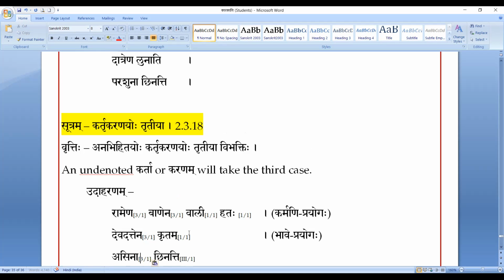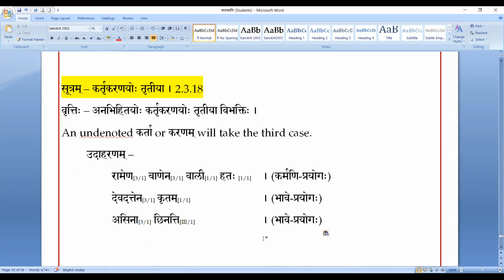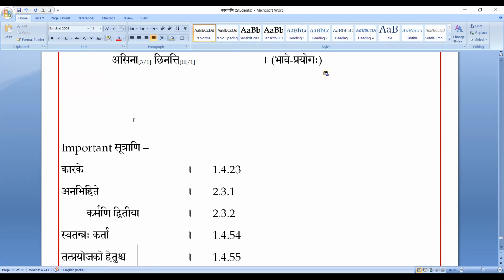Saha Katam Asina. So Asina is a tool by which he cuts. So Asina is Anabhigita Karana, and here also it is Bhave Prayoga because karma is not mentioned. What did he cut? It is not told. Even though the Chid dhatu is sakarmaka, since karma is not mentioned, therefore Bhave Prayoga. Understand? Yes, Ji. So therefore two sutras we can add.